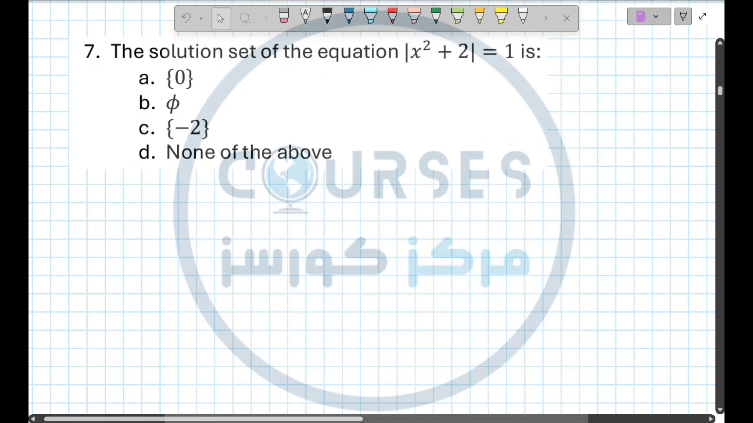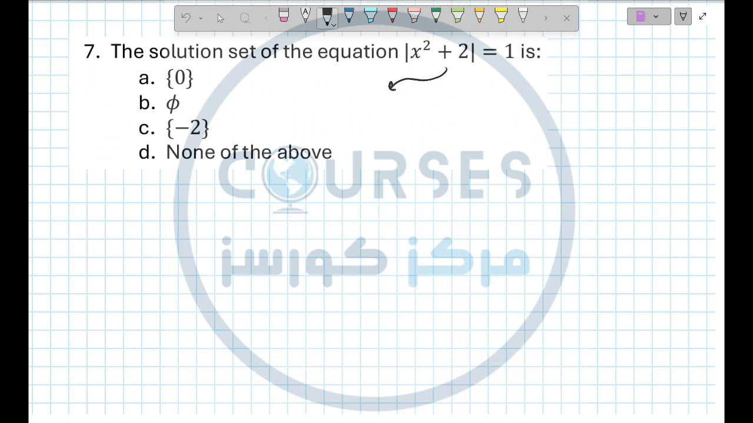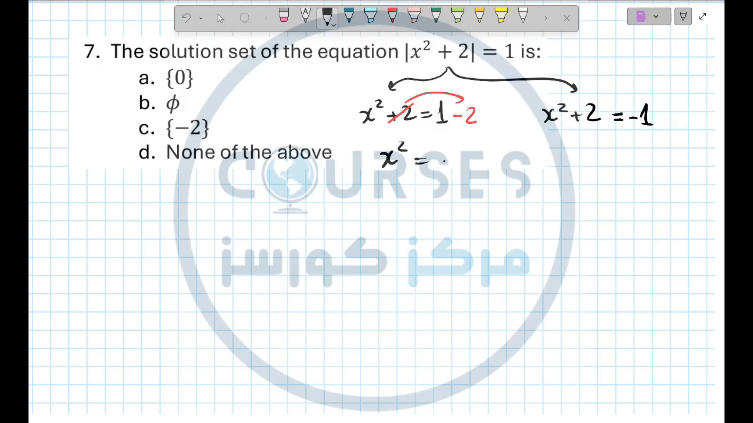Okay, for this one, this is a normal absolute value equation. So we can just split. So this will be x squared plus 2 is equal to 1, and x squared plus 2 is equal to negative 1. Move the positive 2 to the other side to be a negative 2. So x squared equals 1 minus 2, which is negative 1. We can't square root here because you can't square root a negative number. So the answer here is 5.